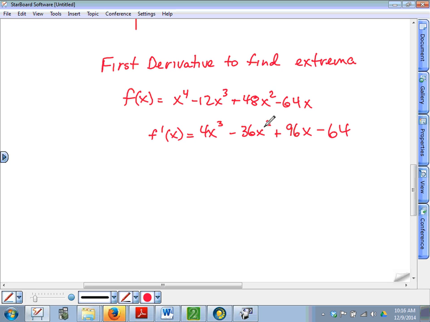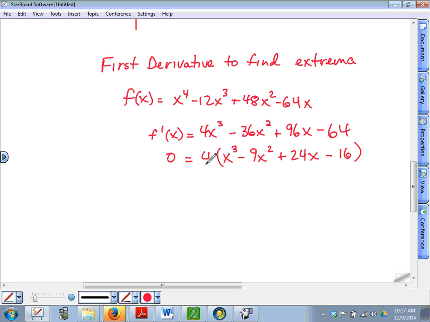Does something divide all of these? Yeah, 4 does. So we can take out a 4, and that's x to the 3rd minus 9x squared plus 24x minus 16. Okay, and then we set that equal to 0.